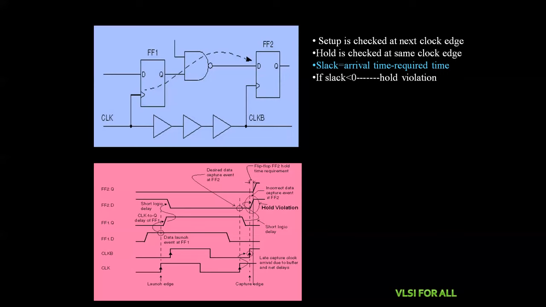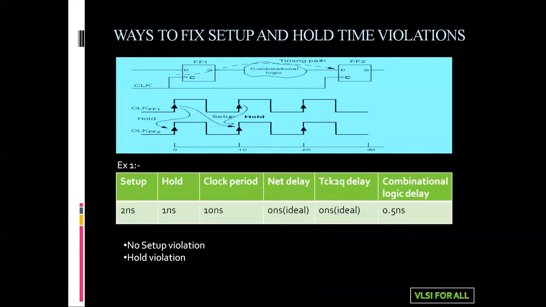So now we are going to discuss the ways to fix the setup and hold time violations. Let's take this circuit, which has two flip-flops and a combinational logic, the same as I have discussed earlier. This circuit has some specifications like setup time, hold time, clock period, net delay, clock to Q delay, and combinational logic delay. So we are going to check the setup and hold time conditions first.